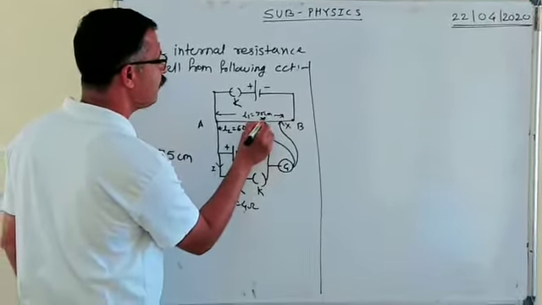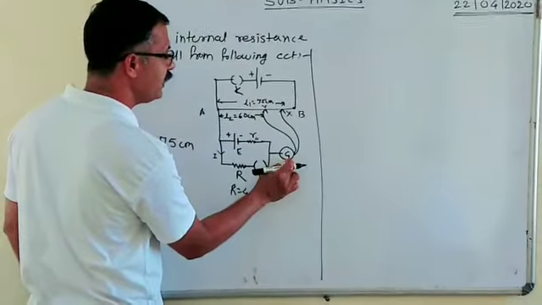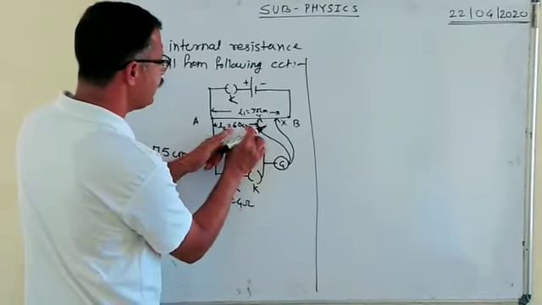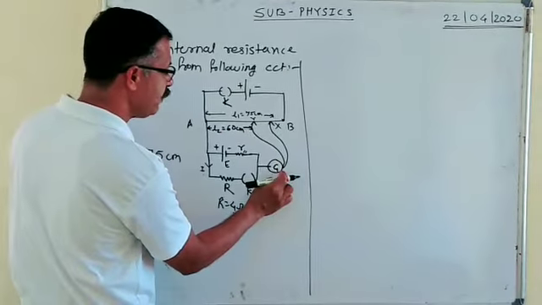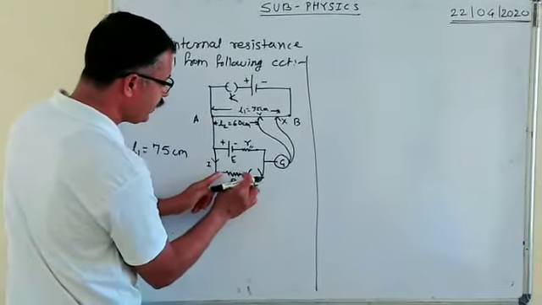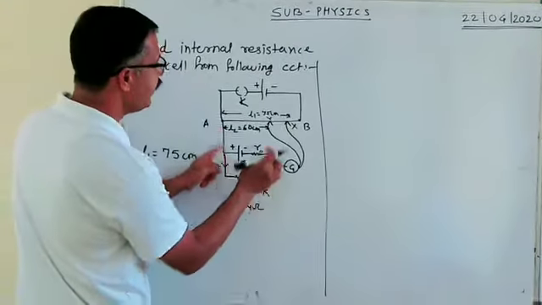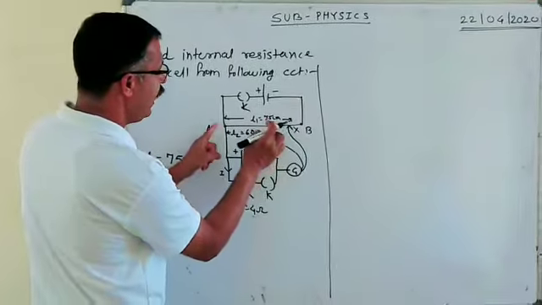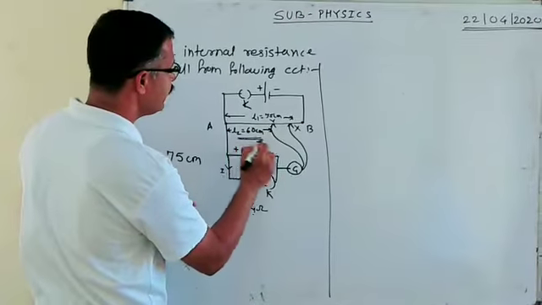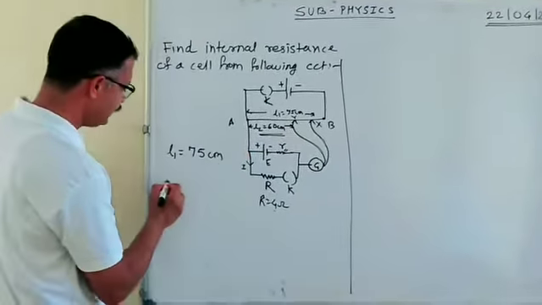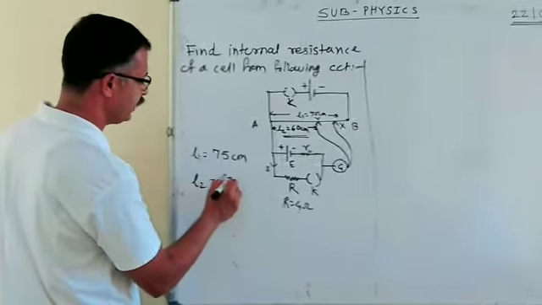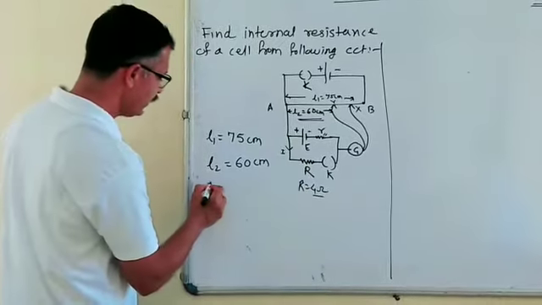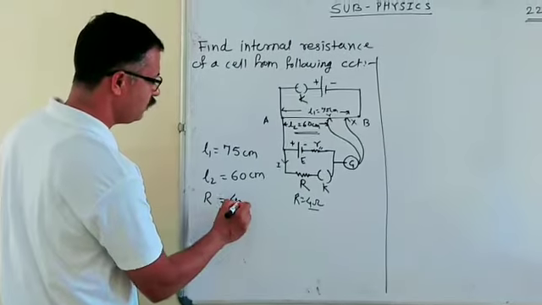Now, when this circuit is completed and the galvanometer is used to balance the potential difference, we get another point Y where the galvanometer shows a null deflection, and that length is 60 centimeter. It means that the potential difference across it is exactly equal to the potential difference across this AY. At that time, the length measured is 60 centimeter, hence L2 is equal to 60 centimeter. The value of this external resistor is given, that is R is equal to 4 ohm.